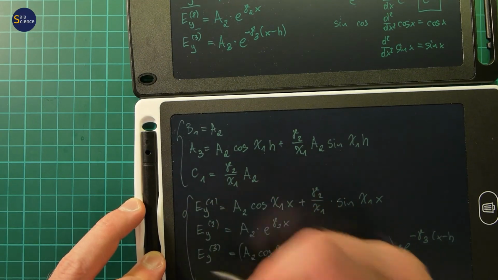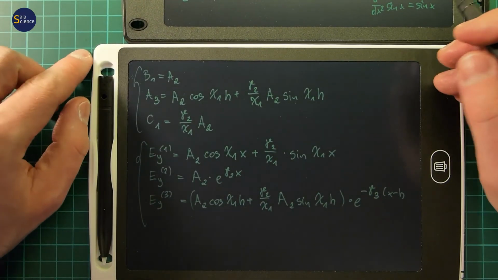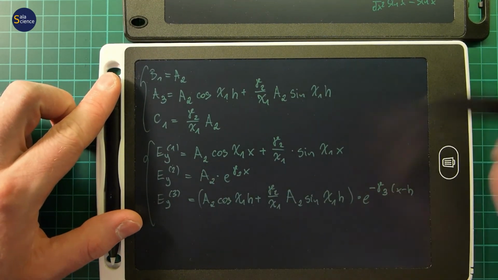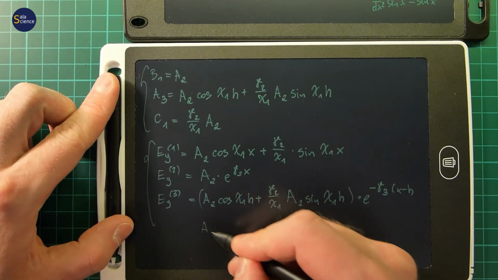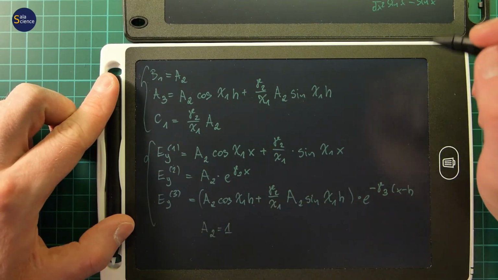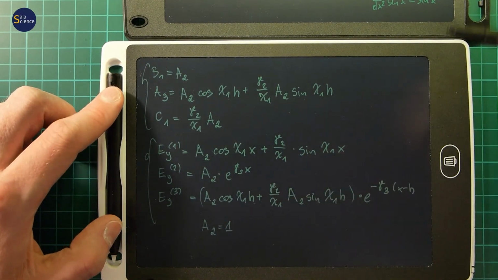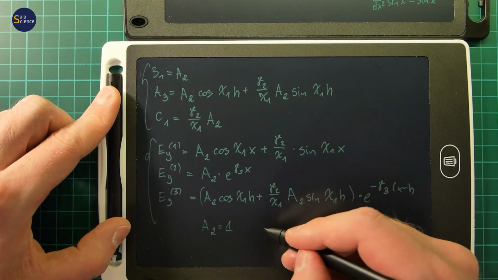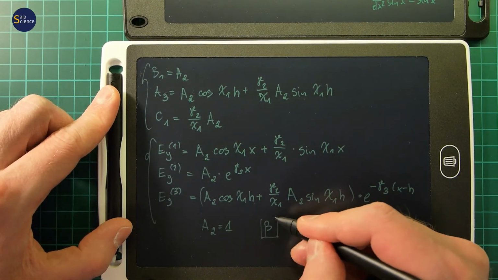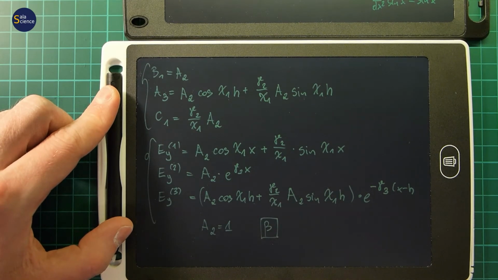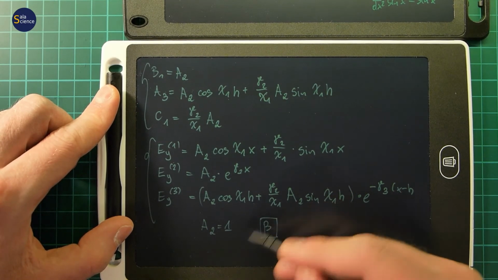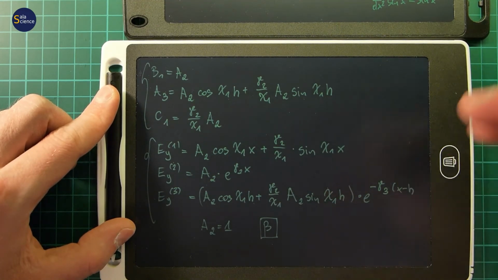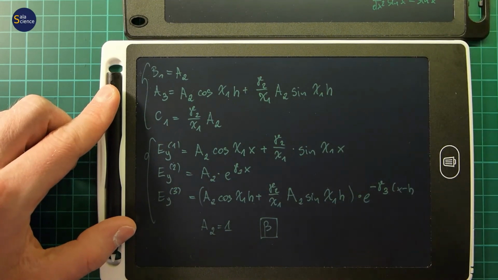So we have three equations, and the only unknown is A2, but you have to assume something. You can assume that A2 is 1 for some intensity. If you have a higher intensity, then A2 will be higher. And we have to calculate beta from the characteristic equation. And knowing beta, we can draw the distribution of the electric field in the planar waveguide.